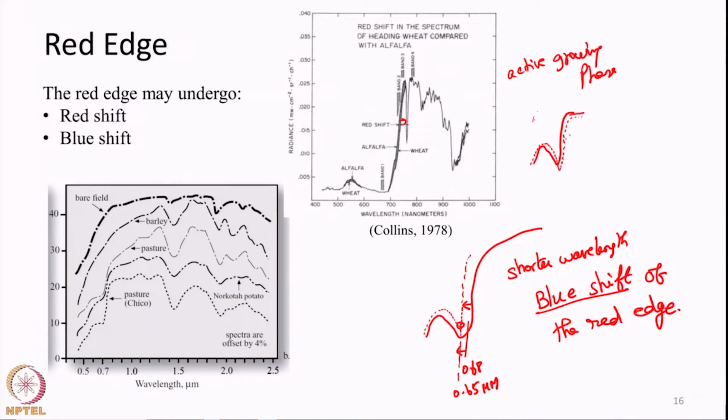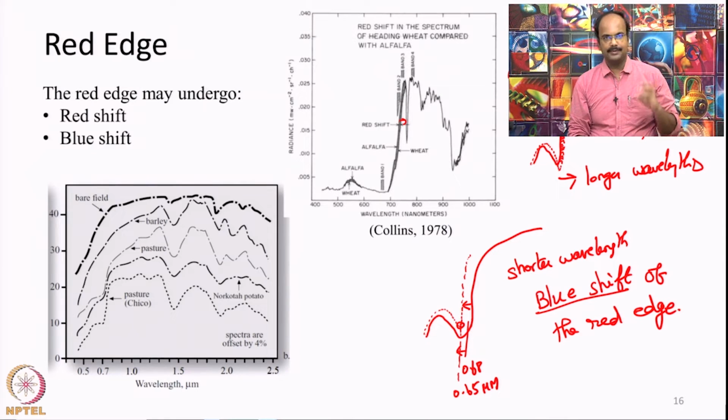That is, this dark red curve has now moved to the position of this dotted curve. So, this signifies the red edge is now moving towards longer wavelengths. We call this red shift of the red edge. Observing this red edge and the position at which it occurs will help us to understand certain properties about vegetation, and also for agricultural crop monitoring or in general vegetation monitoring.